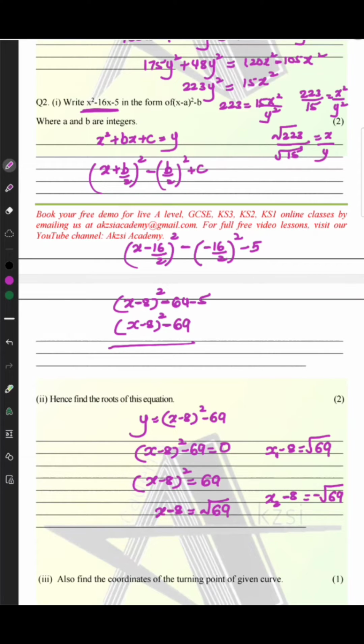If your paper is a non-calculator paper, in this case keep your answer in root form, and they will specifically mention to keep your answer in the form a plus b root 2, something like that. But if it's a calculator paper, obviously you need to calculate the value of root 69 and find the answer in decimal properly. So here x1 is equal to positive root 69 plus 8, and x2 is equal to negative root 69 plus 8.